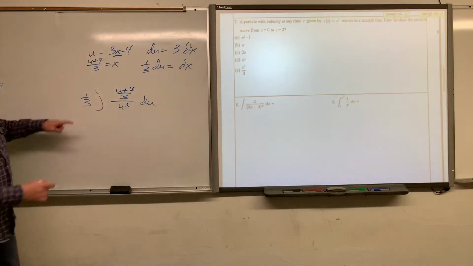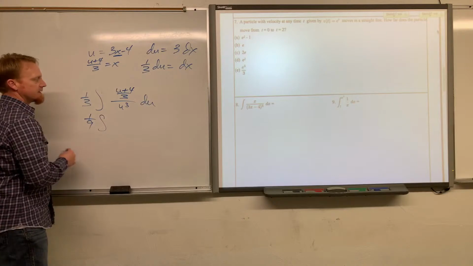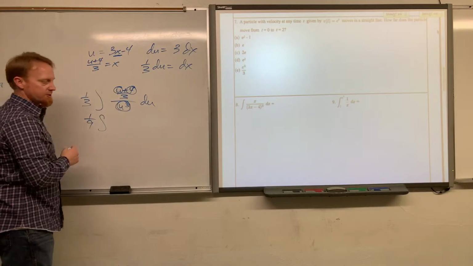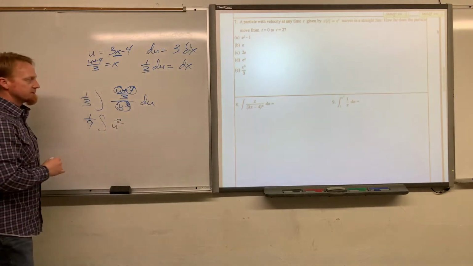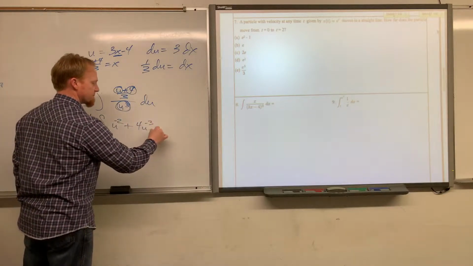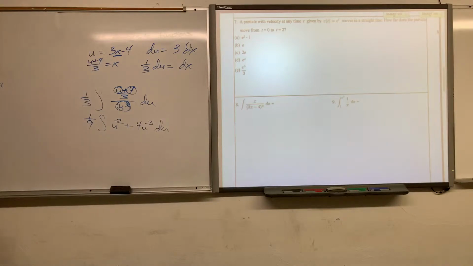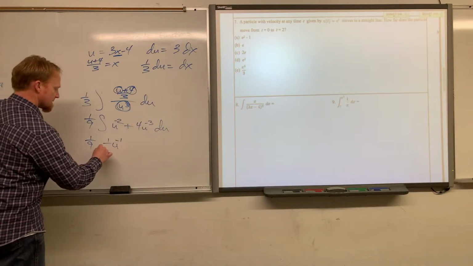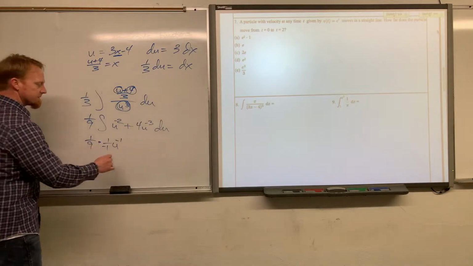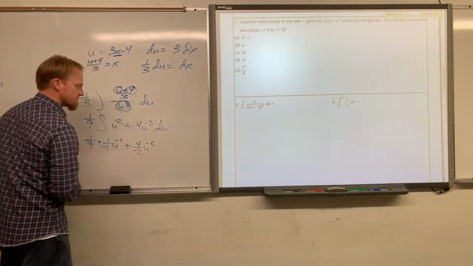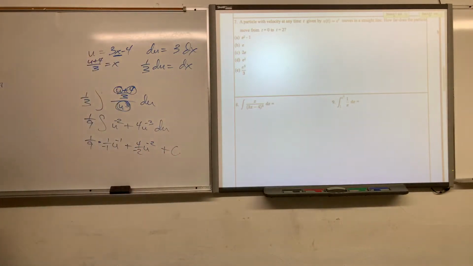I'm going to move this out front, so that makes that 1/9. And then I'm going to separate these two things. So u over u cubed is u to the negative 2, and then 4 over u cubed is 4u to the negative 3 du. So I just separated those and reduced them and moved them to the top. So if I integrate this, this is u to the negative 1, so that's 1 over negative 1 out front, plus this would be u to the negative 2, which gives me that, and plus my c.